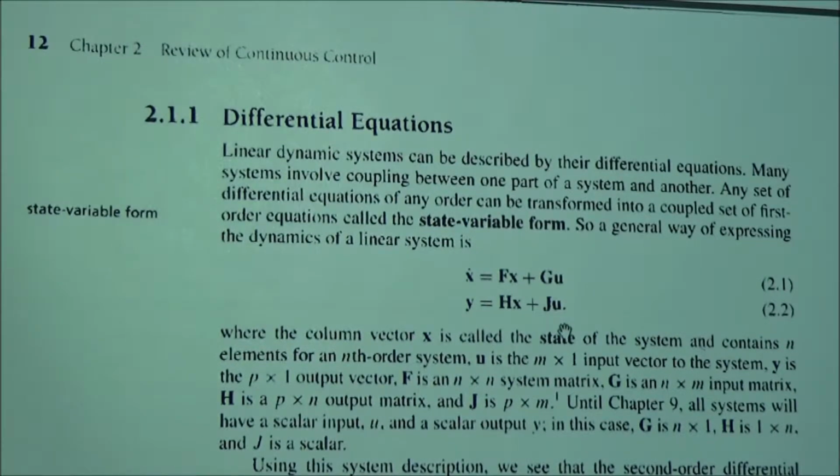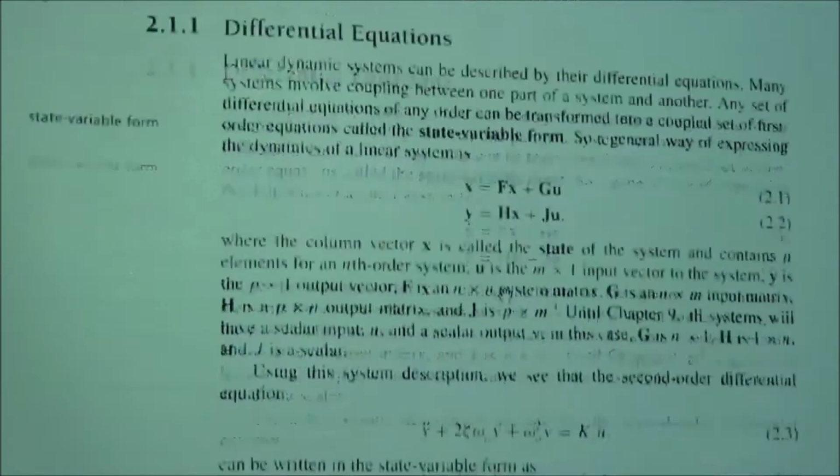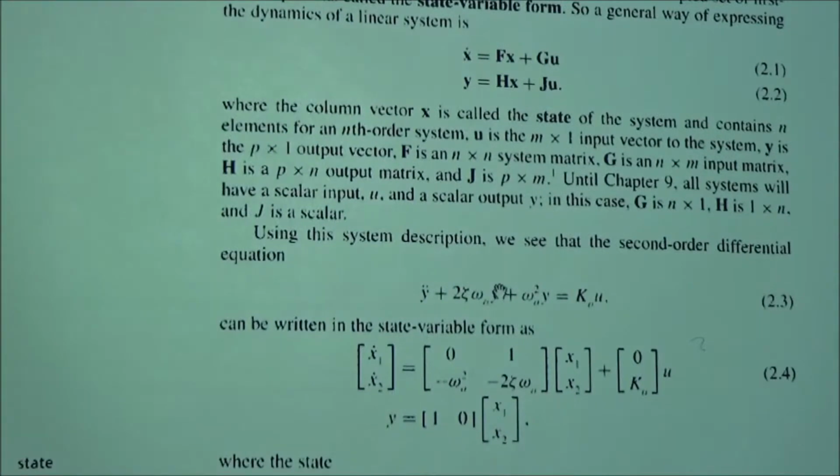In most of the examples in this course, like you saw in your control class, we have one input, one output. Therefore, G would be a vector, H would be a vector, J would be a scalar, and only F would be a matrix, n by n. You normally have more than one state. So for a second order differential equation, F will be 2 by 2. Let's look at an example here.